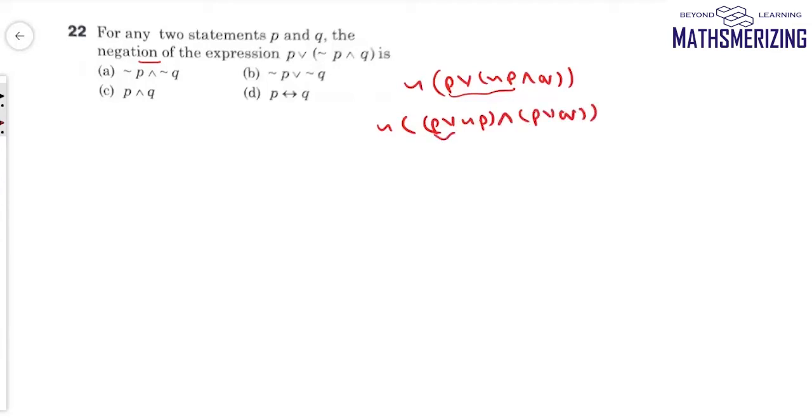Now question number 22 says we need to find the negation of this expression, which is P or not P and Q. First we'll simplify this. So we'll use distributive law. So this is not of P or not P and P or Q. Now P or not P is simply true, and true and A is simply A. So this is not of P or Q, and not of P or Q is not P and not Q by De Morgan's law, which is option number A.